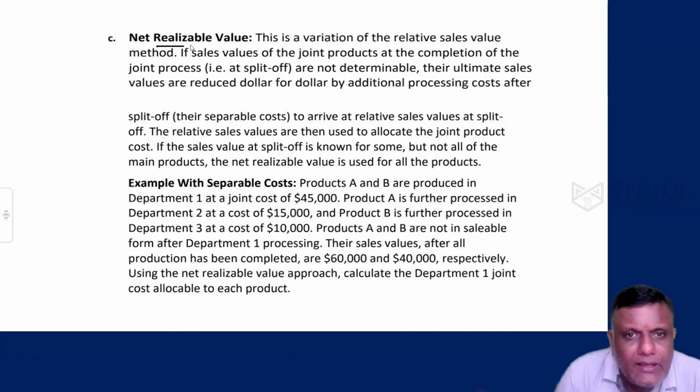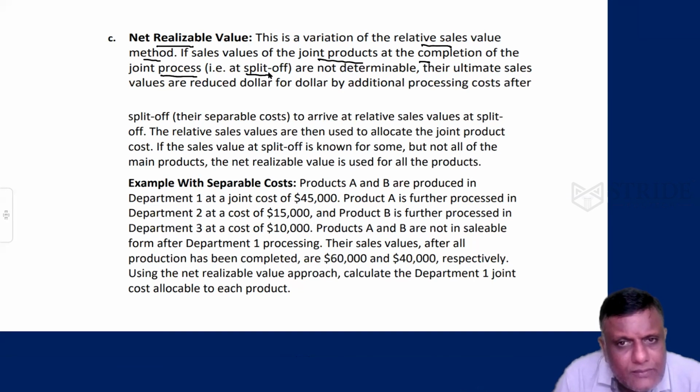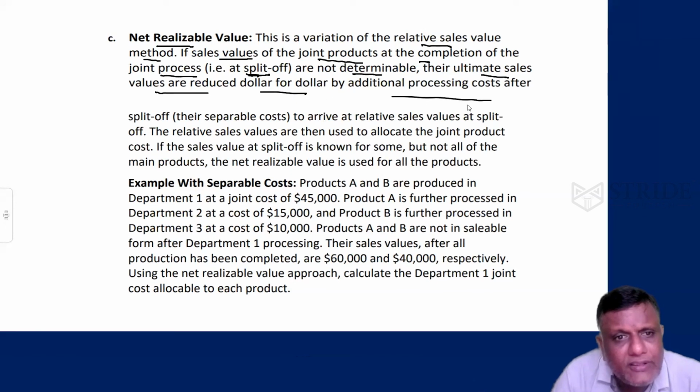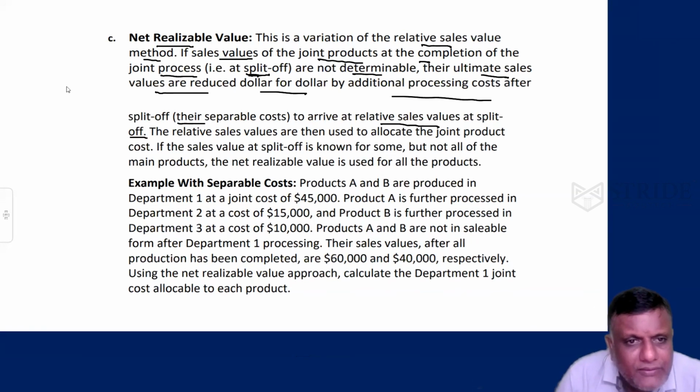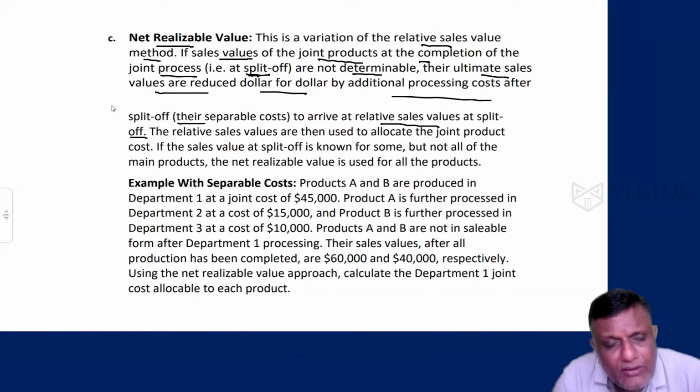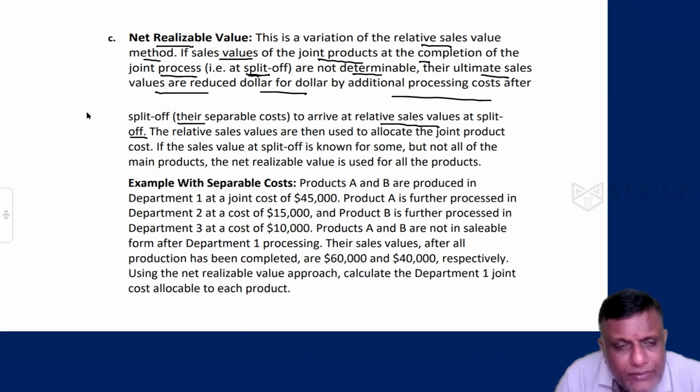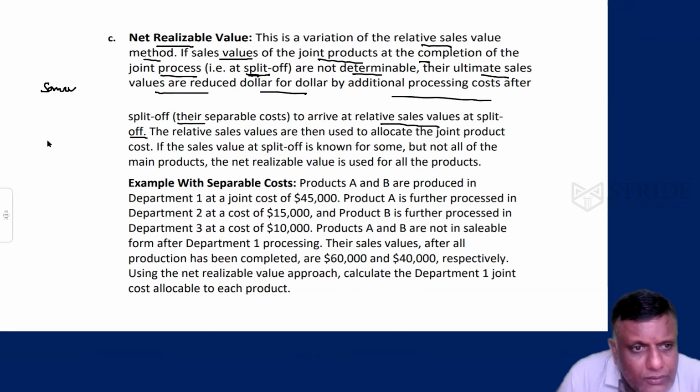NRV, net realizable value. So the variation of relative sales value method. Generally, joint products at the completion of the joint process is called split off. Suppose the sales value at split off is not determinable, then ultimate sales values are reduced dollar for dollar by additional processing cost after split off to arrive at relative sales value at split off. For example, at split off when you are not able to know exactly what the value is, the reverse method you can apply.